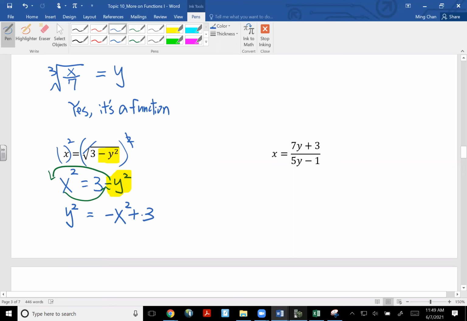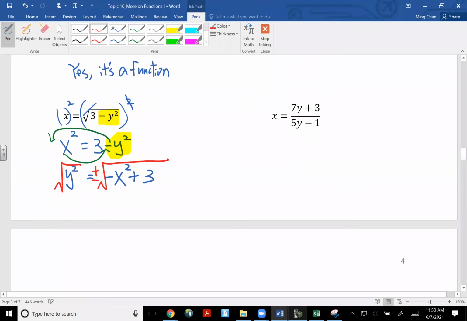So to get y by itself, I would need to take a square root on both sides. Both sides, not every term. So that means these 2 terms on the right side will all be underneath the same square root. Whenever we take a square root on both sides, the answer has to be positive and negative. That was the rule for the square root property. So now I get y is equal to positive and negative square root of negative x squared plus 3.